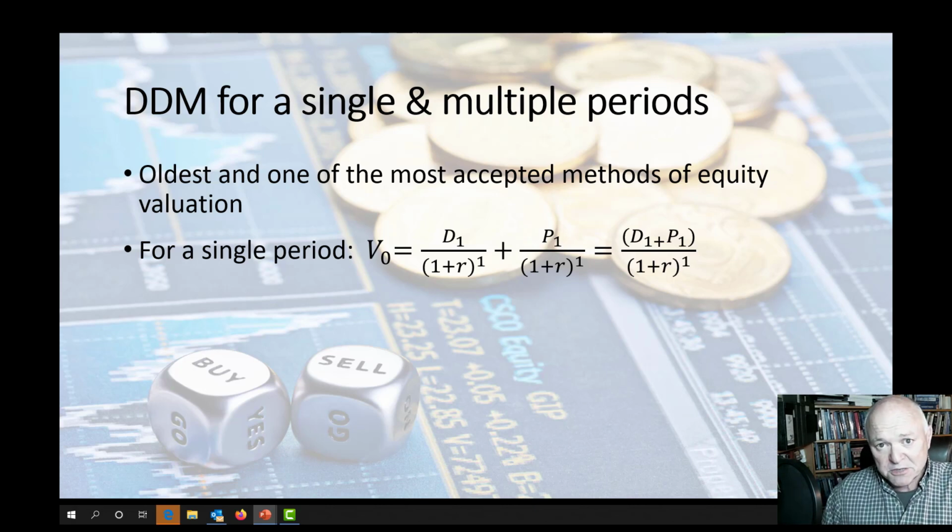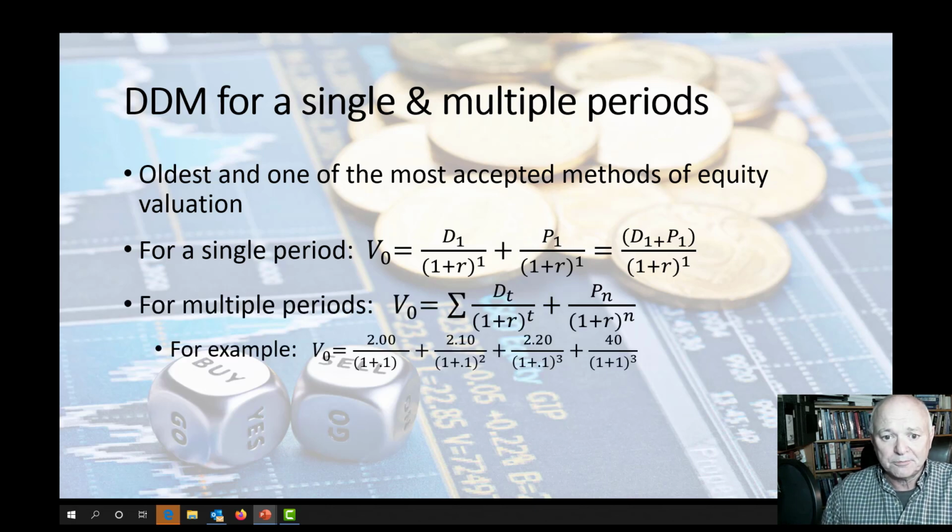More commonly, we're going to use this model to value a company over a longer period of time. In that case, we take a look at a stream of cash flows, a stream of dividends that are going to be received over many years, followed by eventually the expected selling price of the share at some point in the future.